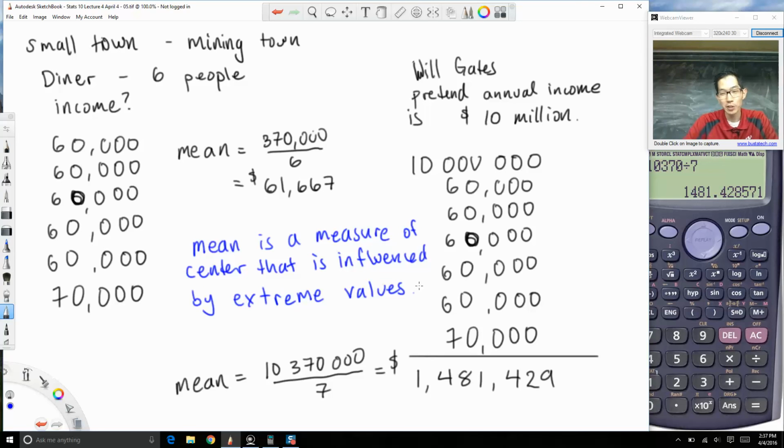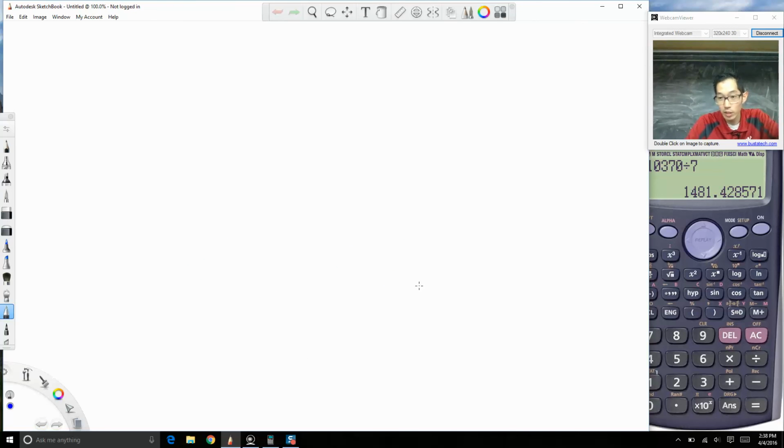So depending on the scenario, you might want to use the mean, you might want to use the median, depending on what you're talking about. Is that good? We'll talk about the median in more detail on Wednesday. I've got to cover the standard deviation.